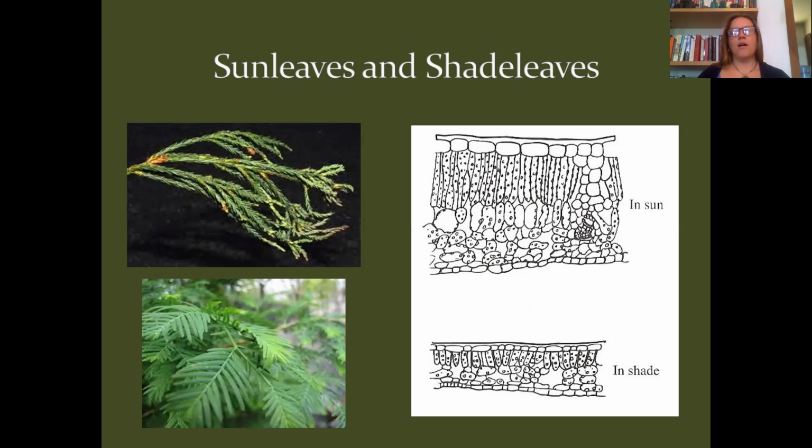So sometimes on the exact same tree, the same species, there'll be leaves that look completely different. These two photographs on the left are both from a redwood tree, but the leaves on the top are called sun leaves, and they have these very short spiky needles that limit their exposure to ultraviolet radiation and are still able to get plenty of visible light for photosynthesis. These grow in the top of the tree.